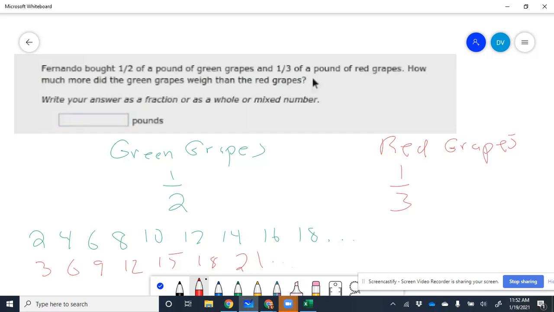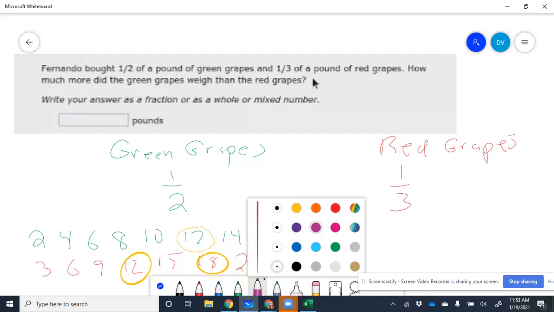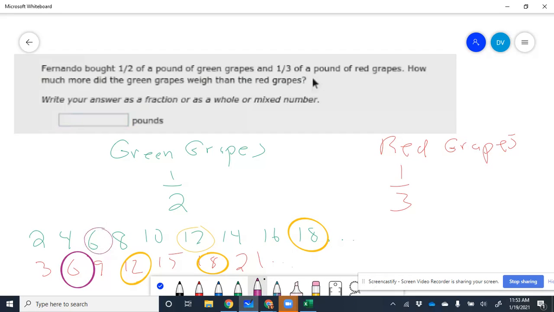So what they have in common is they both have 18, they both have 12, they both have 6, right? And I'm going to use a different color for 6. They both have 6. So we could use 18, we could use 12, but wouldn't 6 be the easiest one to use? The easiest, so yeah, that's the one we'll want.